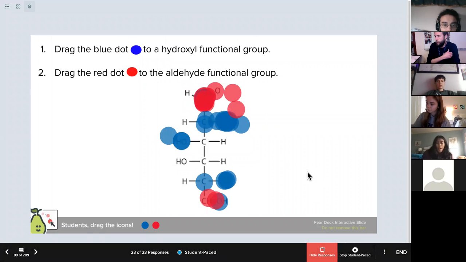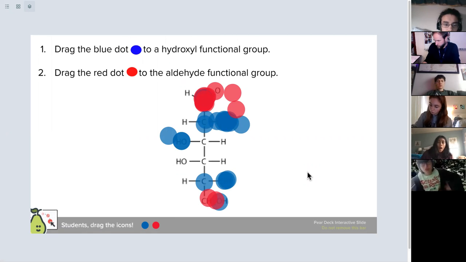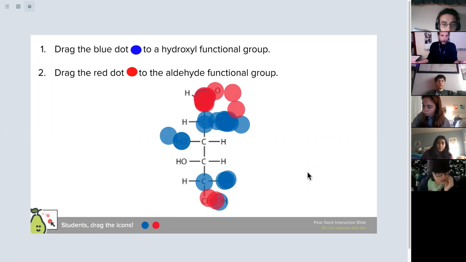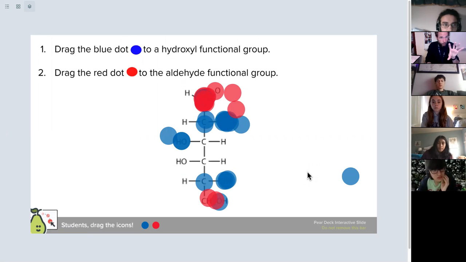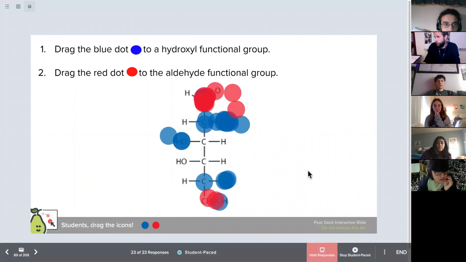So obviously in this first one, as we look at your responses, there are slightly different ways you can answer the question, especially for the hydroxyl group, because there's more than one there, right? And you only had one blue dot to drag. But hopefully you're identifying the part of the molecule that has the OH. In biology, it's typically a carbon atom that's attached to an OH group, and there are several different OH groups that are part of this molecule.